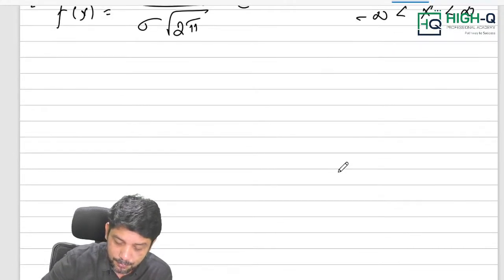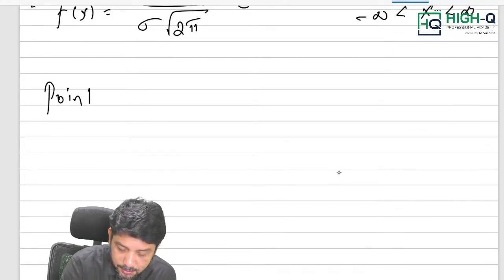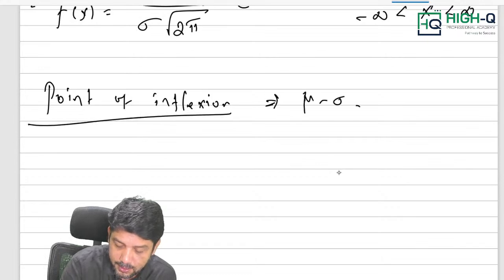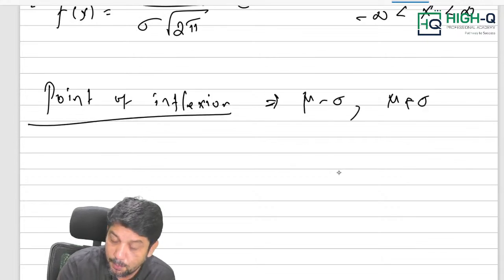Now, see, point of inflection. Point of inflection is mu minus sigma to mu plus sigma. Okay, now listen here, my dear. Mu minus sigma to mu plus sigma, this is our point of inflection.